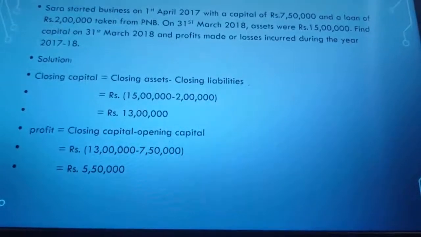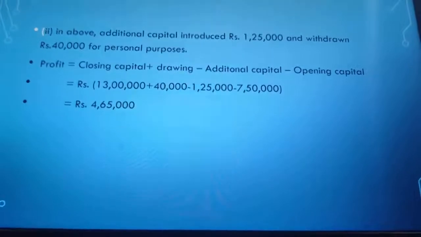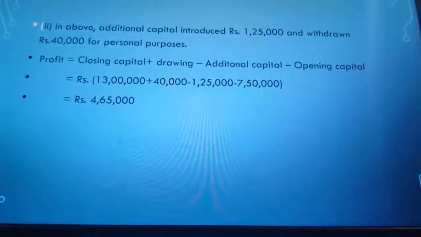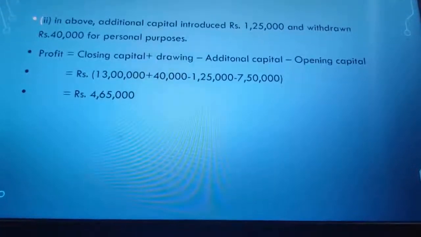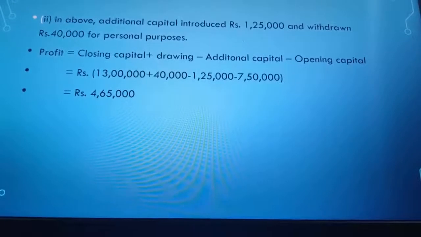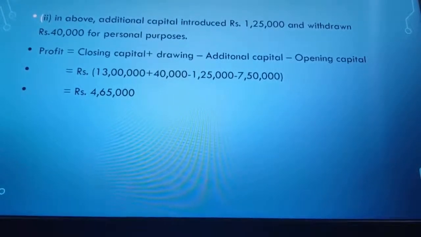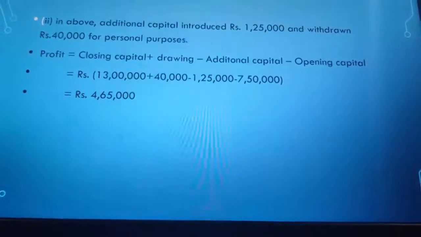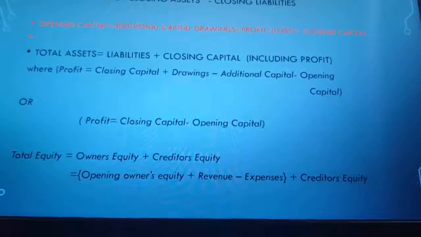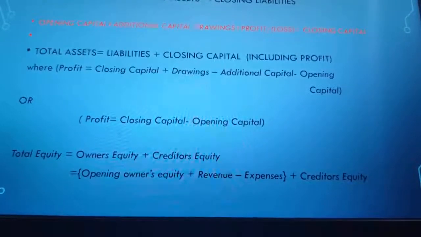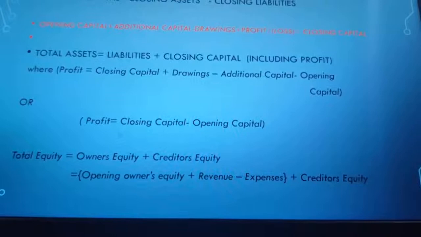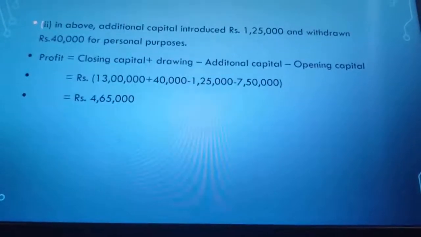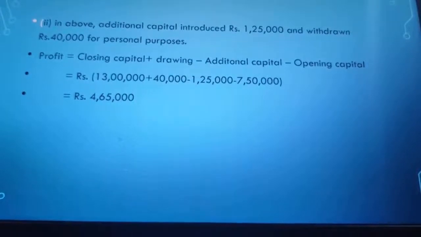Alright. Now say in this question only, additional capital has been introduced and Sarah has withdrawn rupees 40,000 for personal purposes. Then your profit will be closing capital plus drawings minus additional capital minus opening capital, as we discussed in this slide. That is, profit is equal to closing capital plus drawings minus additional capital minus opening capital, giving you your profit at the end of the year.